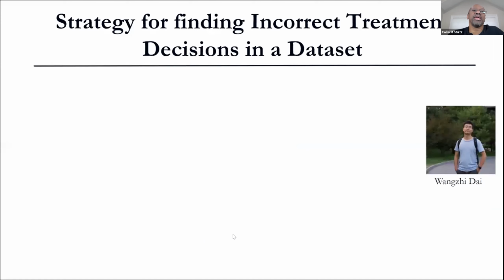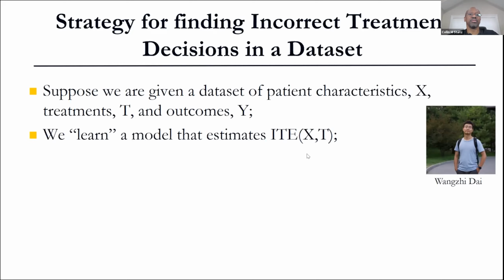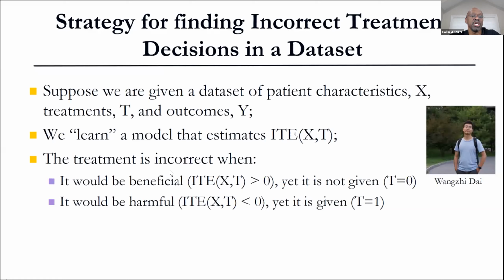So our strategy for finding incorrect treatment decisions in a particular data set is as follows. And this was done by a very talented student in my group by the name of Wangzi Dai. So suppose we're given a data set of patient characteristics, treatments, and outcomes. We want to learn a model that estimates the treatment effect. And there's nothing new here. This is a big area in the field of causal inference. And then we say the treatment is incorrect where the individual treatment effect from the data is estimated to be favorable, but yet still the treatment is not given, and vice versa, when an individual treatment effect is said to be unfavorable, and yet the therapy is given.